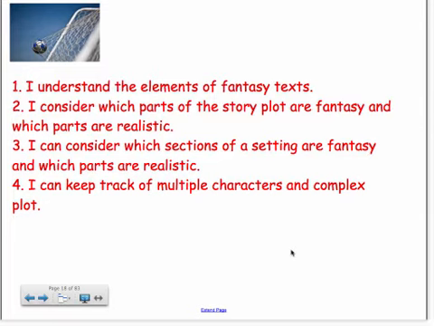Hey boys and girls, this is lesson number 4 for our fantasy reading unit. So if you go ahead and fill in the blanks for goal number 4, I can keep track of multiple characters and a complex plot, on your goal sheet, that would be great. You might want to pause the video for a second so you have time to do it.